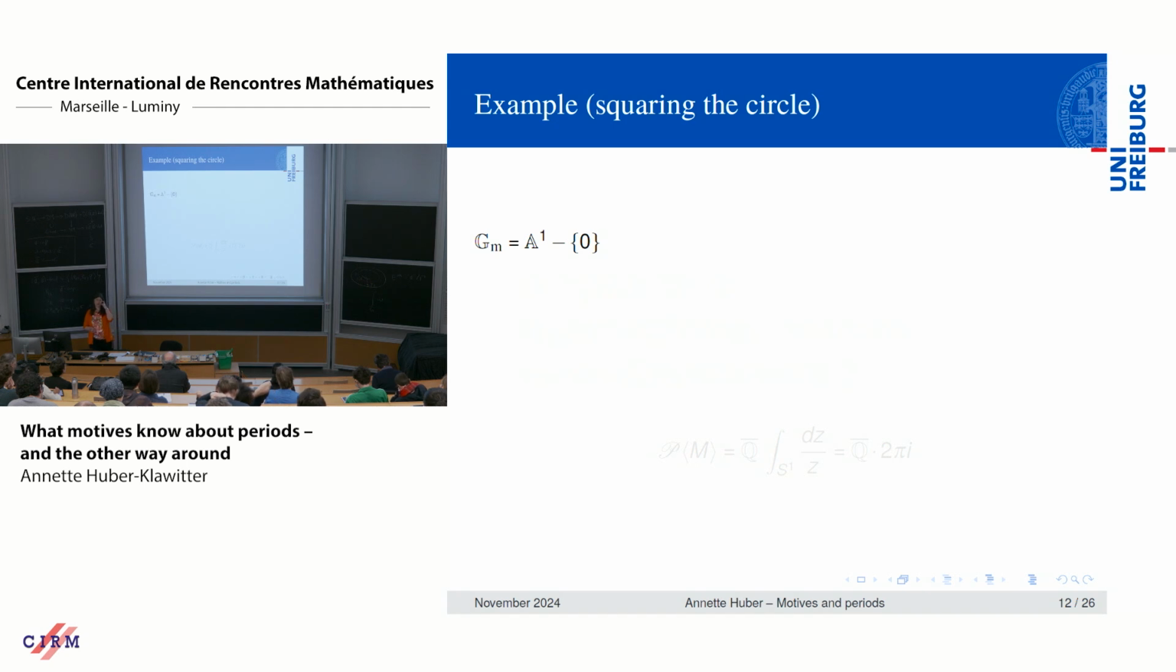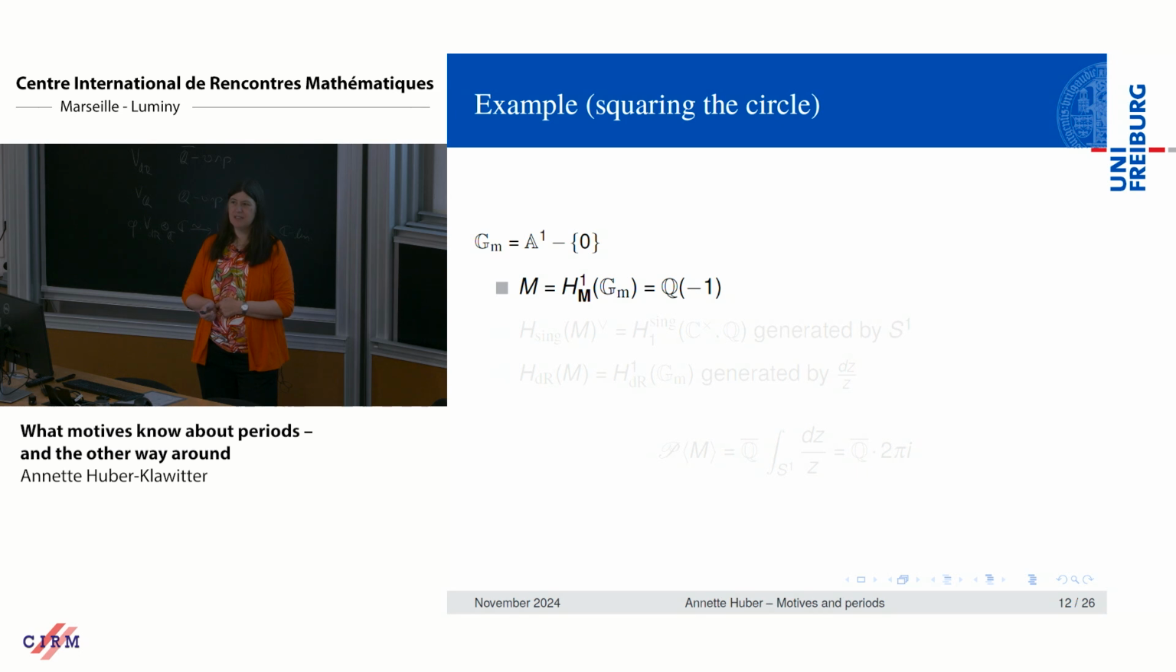Let's go back to our example. Let's consider Gm. The interesting motive of Gm is the H1. So H1, the Nori motive H1 of Gm, that's Q(-1). I think there are people in the audience who are more used to triangulated motives than traditional motives. Whether you call this Q(-1) or Q(1) really depends on your conventions. I'm talking about cohomological motives, and then Q(-1) is the right name for this thing. It's the Lefschetz motive or the Tate motive, depending on your taste.